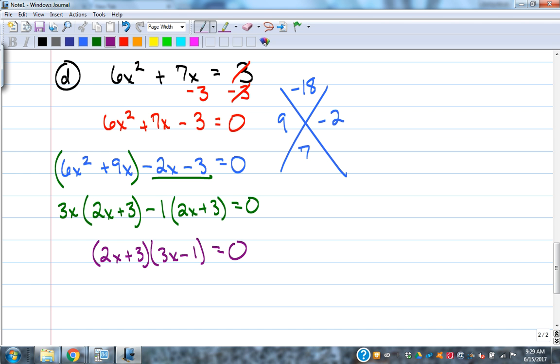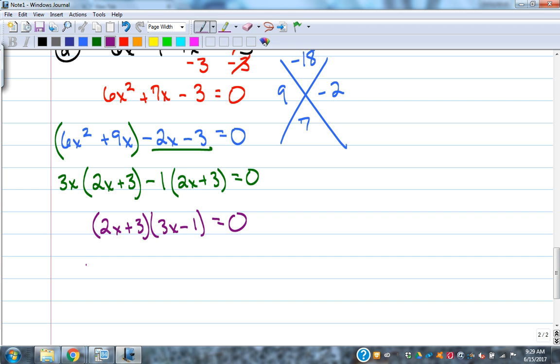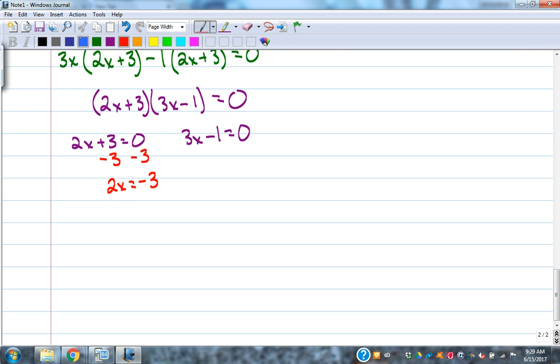And then we're just going to set each of those equal to 0. 2x plus 3 equals 0. 3x minus 1 equals 0. A little bit more difficult to solve these two because you've got something in front of x, but it's still 2 steps, and you're done. So nothing incredibly difficult about it. Subtract 3, 2x equals negative 3, and then divide by 2. Negative 3 over 2. So fraction answer. A fraction answer is absolutely okay.